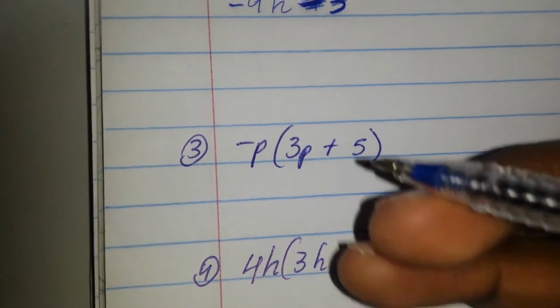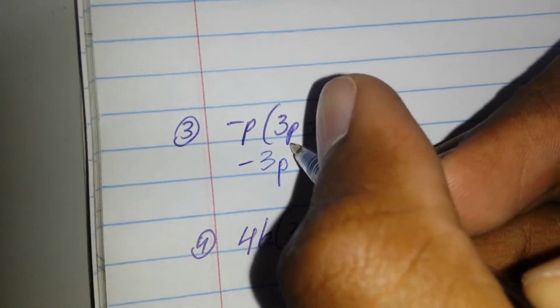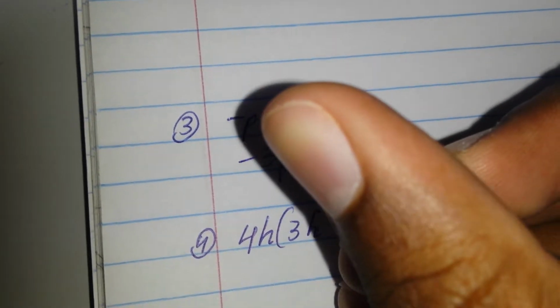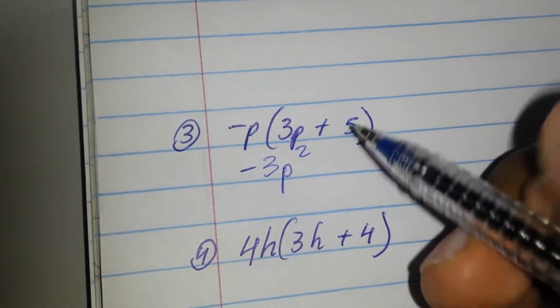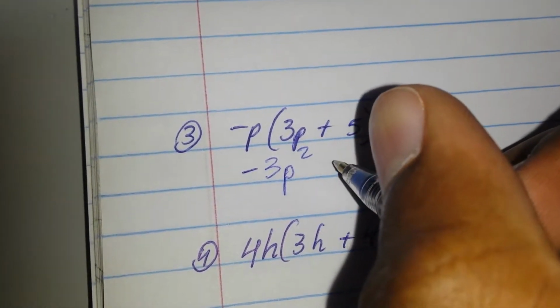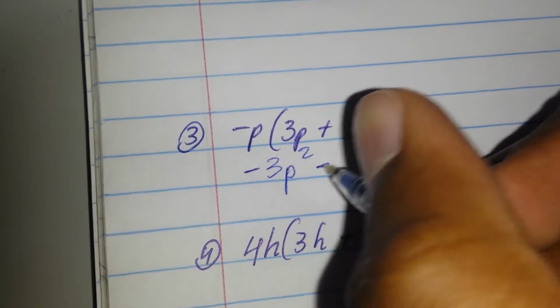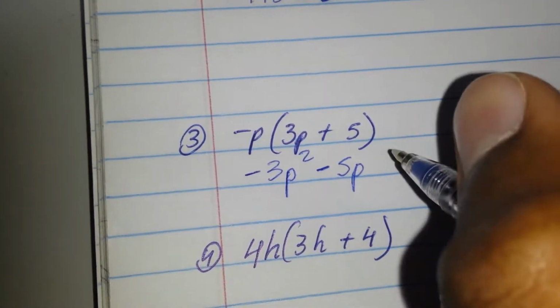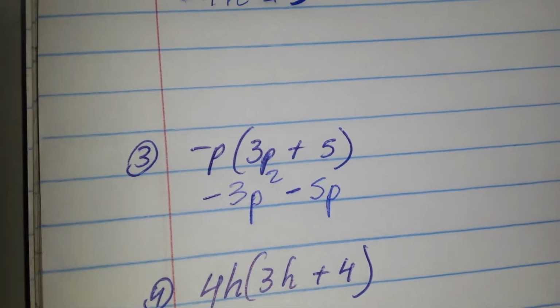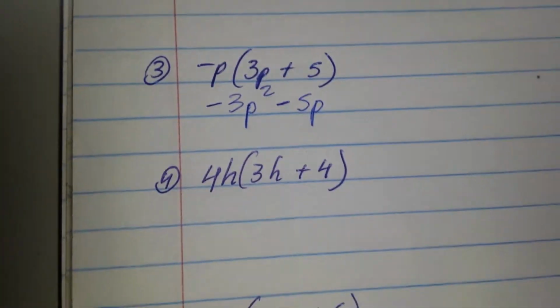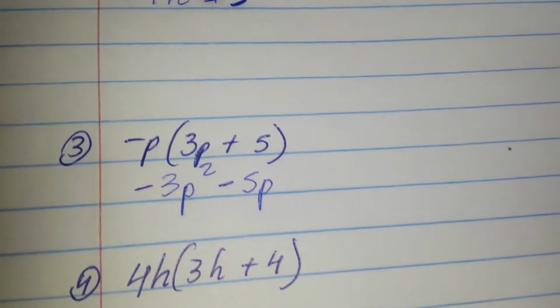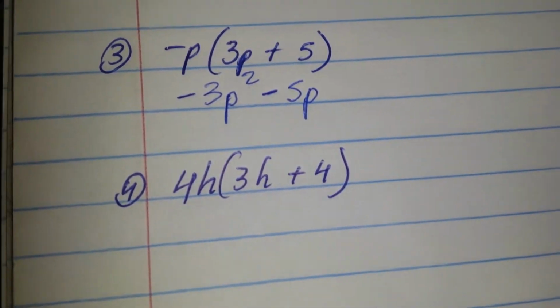So minus p by 3p is minus 3p squared, and minus p by positive 5 would be minus 5p, right? Now this is a really good skill to have. A really good skill to have.